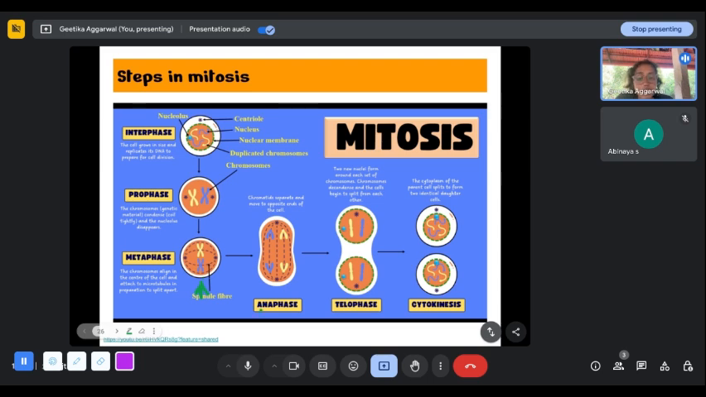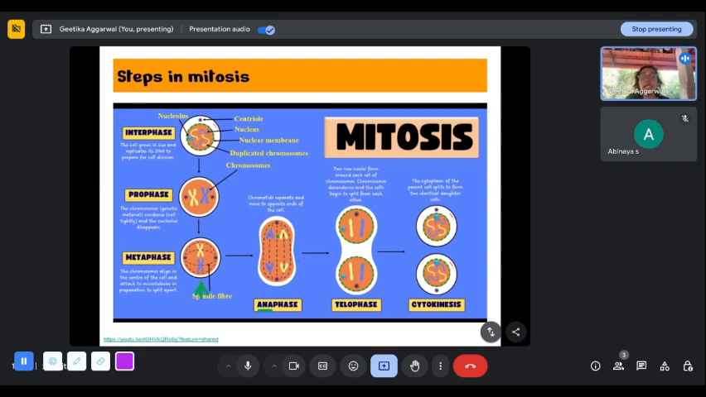Then comes the anaphase. You can remember A from apart, where these chromosomes actually get pulled apart by the two poles of the centrioles. So these centrioles start pulling the spindle fiber, and as they're pulling the spindle fiber, the chromatids also get pulled along with them. So the chromosomes also get pulled apart to the opposite ends of the cell.